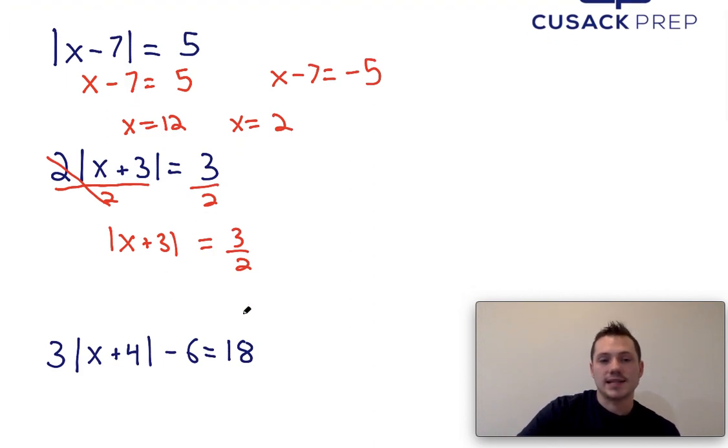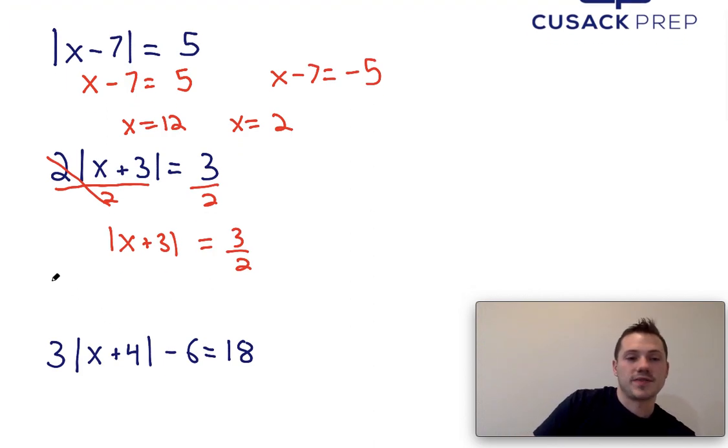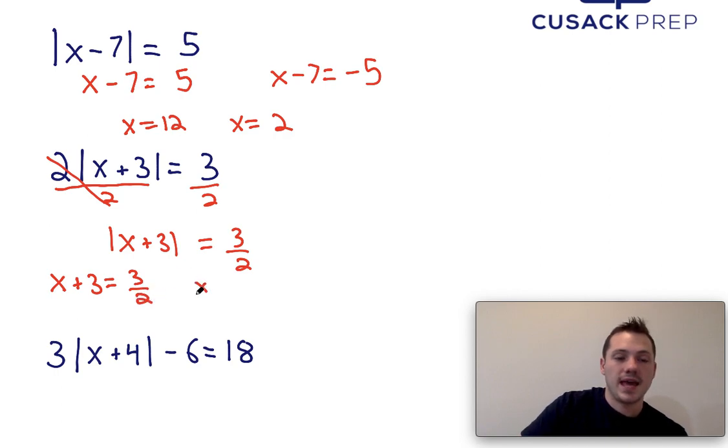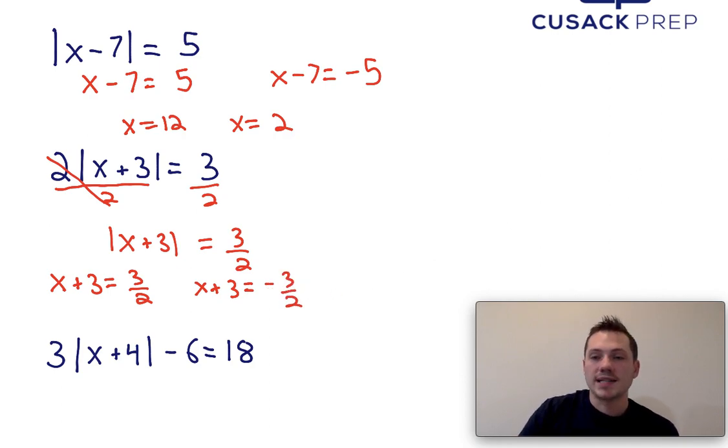Now, just like last time, in order to get rid of the absolute value, we have to set up two equations. The first equation is going to be x plus 3 is equal to 3 over 2. And the second equation is going to be x plus 3 is equal to negative 3 over 2. By subtracting 3 from both sides, we can see that we get x is equal to negative 3 over 2, and we also get x is equal to negative 9 over 2.